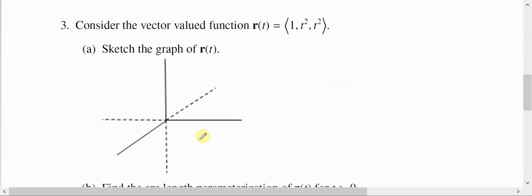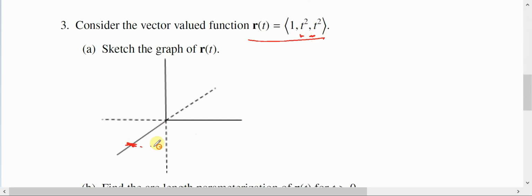Okay, so let's sketch this next one. Here, first, we're given a vector valued function. We're supposed to sketch it. I can see what happens here is x is 1, but my z and my y are equal to each other. You can see they're both t squared. So that says, for example, when I put in 1, I'm going to get 1 and 1. When I put in 2, I'm going to get 4 and 4, and so on.